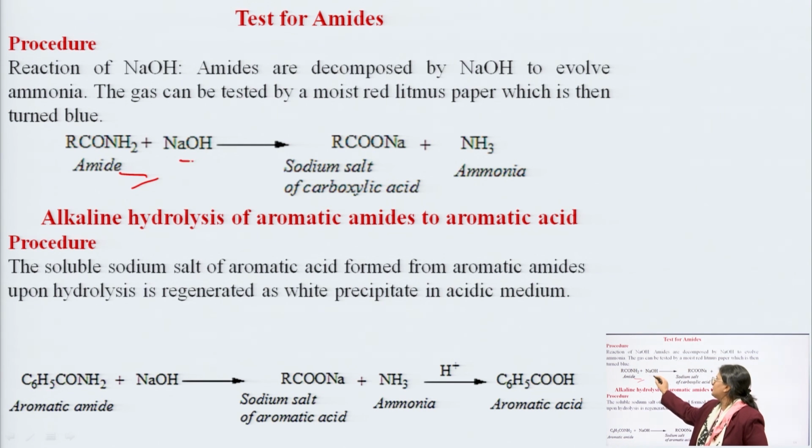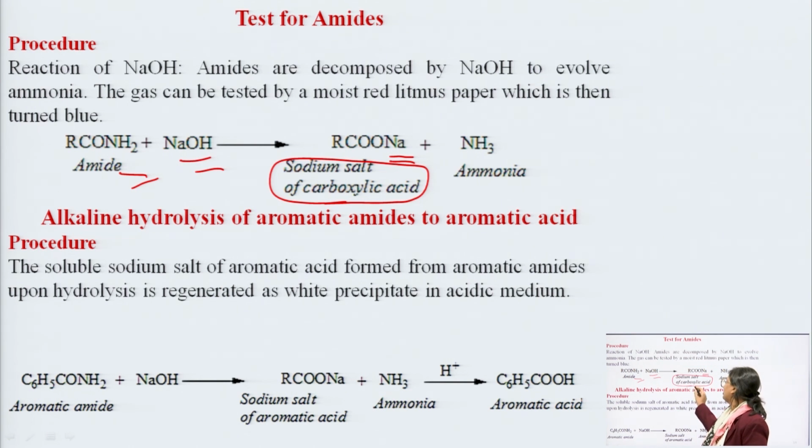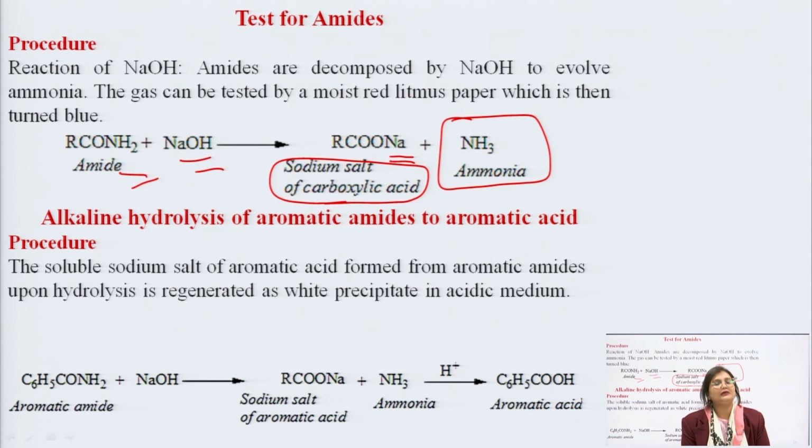Amides, upon reaction with sodium hydroxide or a base, get converted to the sodium salt of carboxylic acid, RCOO⁻ Na⁺, with the evolution of ammonia. This evolved ammonia can be identified using a red litmus paper. If the red litmus turns blue, this signifies the presence of a base, which is ammonia, and the evolution of ammonia gets confirmed.